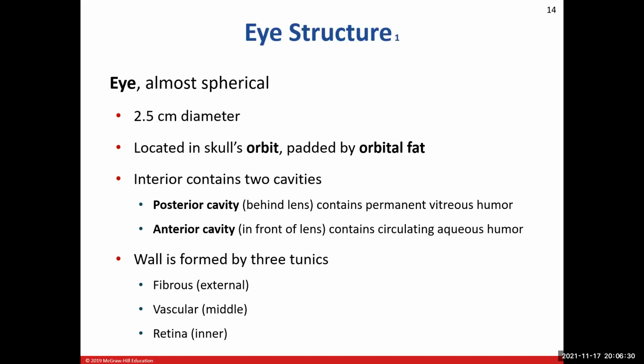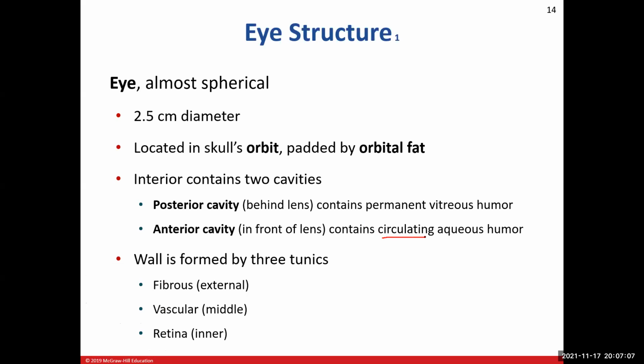Your eye is filled with fluid. Well, I shouldn't say fluid. It's filled with substances, each of these cavities. The anterior cavity is filled with a substance called the aqueous humor. And we call it the circulating aqueous humor because your eye is constantly going to be producing and draining out the aqueous humor. The aqueous humor is more of a fluid type of consistency.